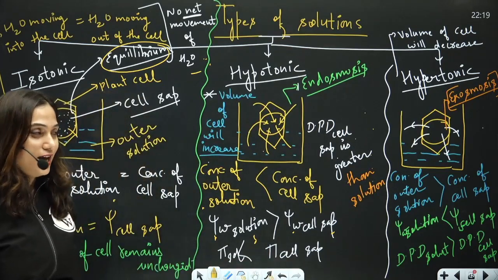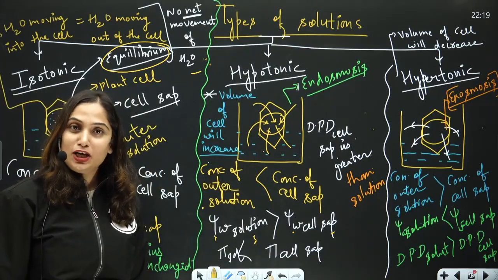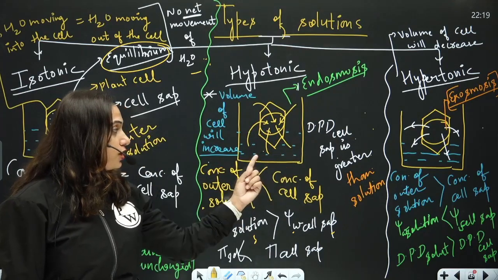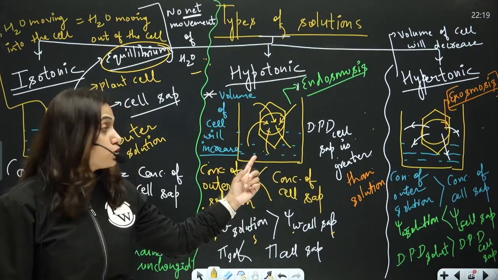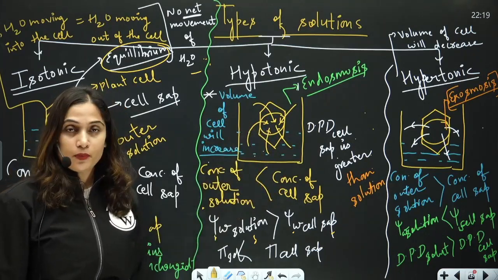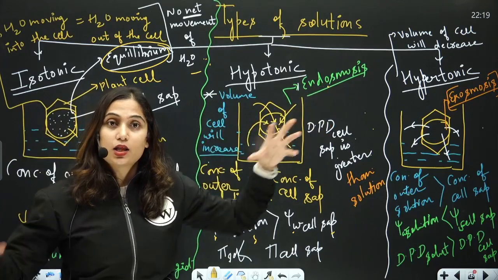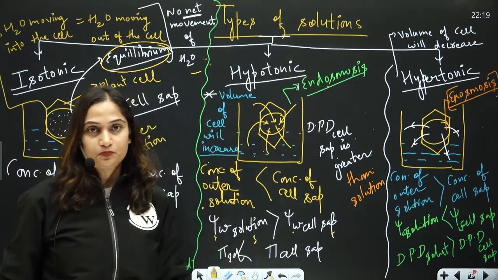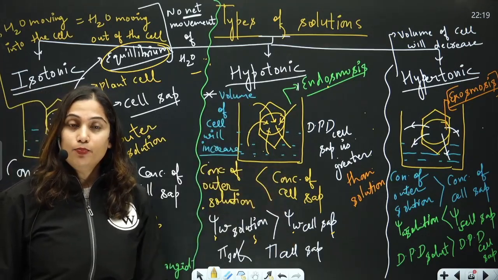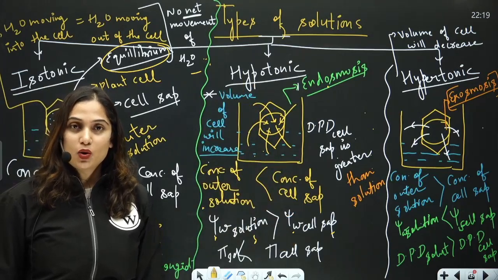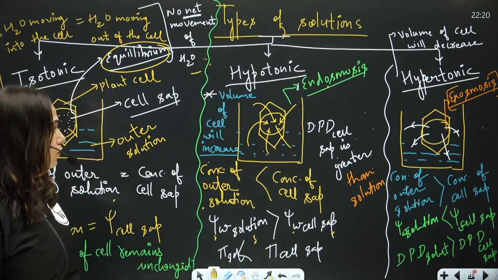And you know that water moves from high water potential to low water potential, or low pi to high pi. So this outer solution has high water potential and low osmotic pressure. So water will move into the cell. This is called endoosmosis, and the volume of the cell will increase. So whenever you put a plant cell in hypotonic solution, the volume of the cell will increase. This is called endoosmosis. The example of resin I just gave you.